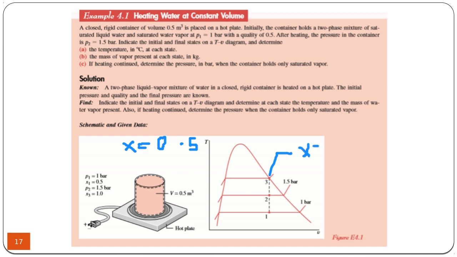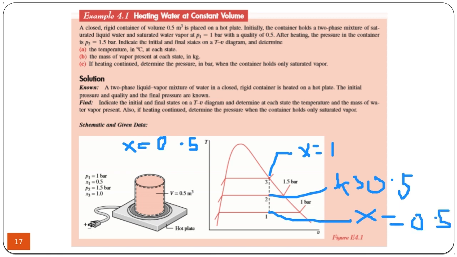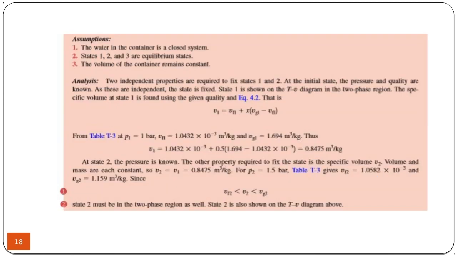So X is 1 here. Here, X is greater than 0.5. And here, X is equal to 0.5. So in the mixture zone, we know that any property can be calculated from the liquid property plus the quality times the difference between gas property and liquid property.